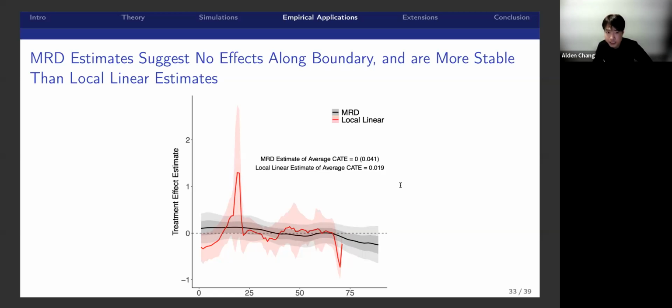So basically, because of the small number of observations used for each local linear regression at each point, the estimates can be quite unstable. So that was also kind of what we saw in the simulations earlier. Okay. Before I go on to extensions, any questions about empirical applications or anything?